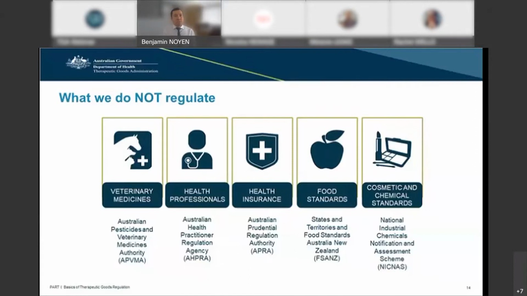It's important to know that the TGA doesn't regulate vet medicines, health professionals, health insurance, food standards, and cosmetic and chemical standards. These are regulated by other federal, state, and territory bodies. And please note that cosmetics used in surgery, for example, breast implants and cosmetic injectables, are actually regulated by the TGA. It's also worth noting that we sometimes interact with other regulators. So when you work with us, you may also need to work with others.